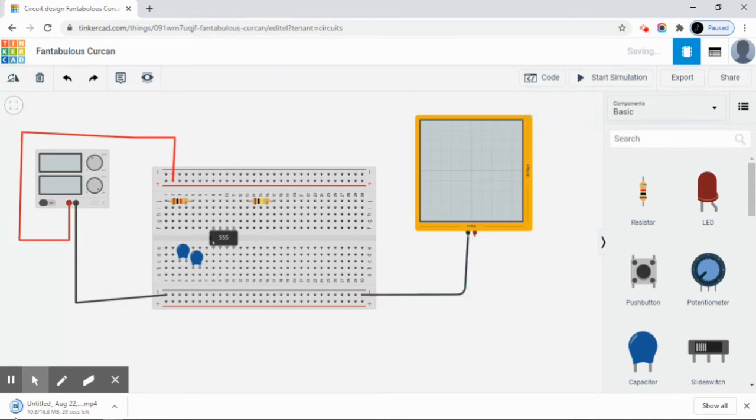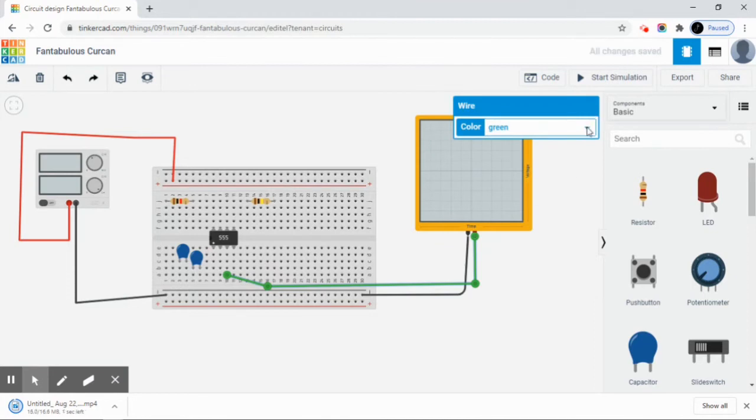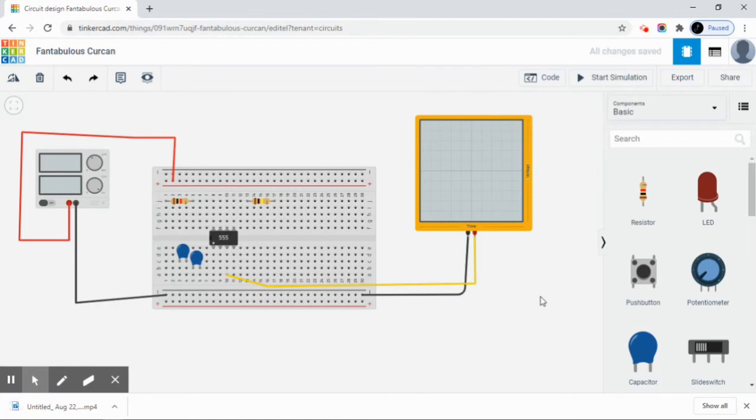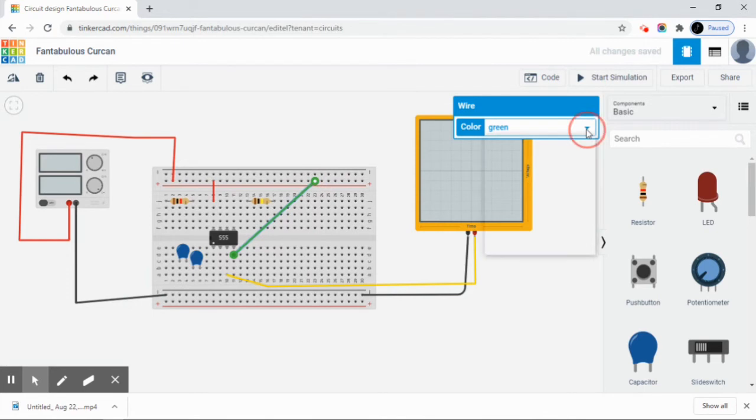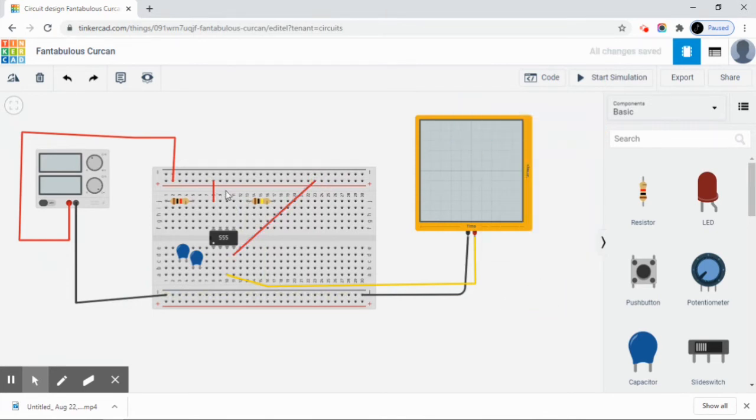Then third terminal is the output. Let us change the color of the wire as yellow. Okay. Now, eighth pin to plus VCC, red color. Then fourth pin to plus VCC, again red color. Okay. Fourth pin, eighth pin are connected with plus VCC, right?